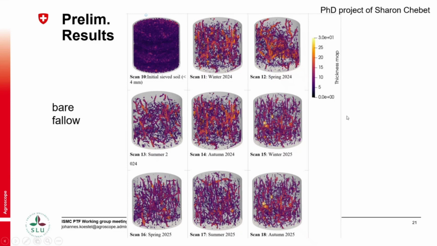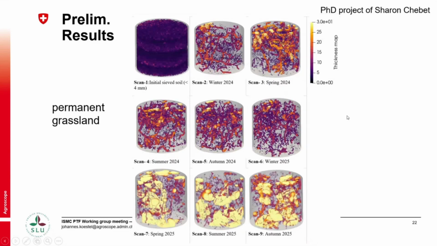If you compare it to a column from the grassland, you also have a lot of biopores, but they look completely different. They're more irregular, they have larger diameter, and then on the bottom you see these large caverns showing up, and again, these are ants that have been moving in here.